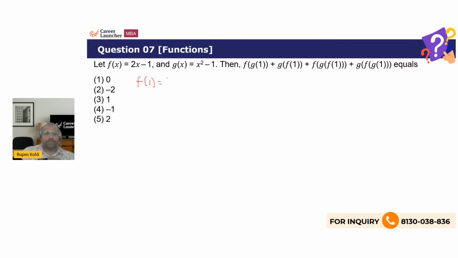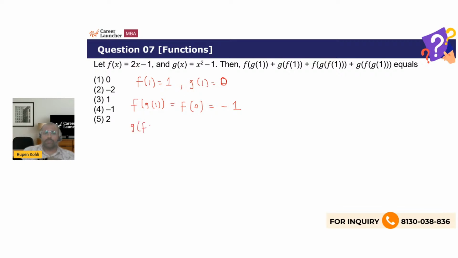What is f of 1? 2 into 1 minus 1. What is g of 1? 1 minus 1, 0. So f of 1 is 2 minus 1, 1. G of 1 is 1 minus 1, 0. Perfect. Now come to the different terms. What is f of g of 1? So g of 1 is 0, so f of 0 basically. And what is f of 0? F of 0 is 2 into 0 minus 1, which is minus 1. Done. The first term is minus 1.